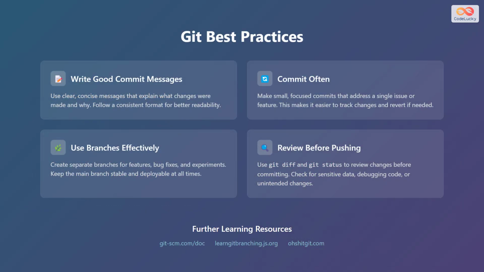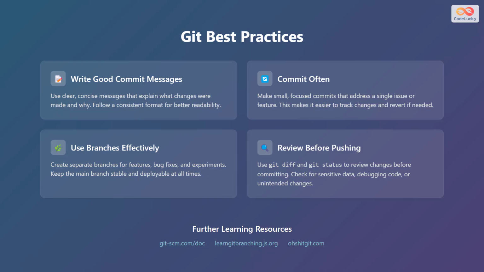Follow these best practices to use Git effectively. First, write good commit messages. Use clear, concise messages that explain what changes were made and why, and follow a consistent format for better readability. Second, commit often. Make small focused commits that address a single issue or feature. This makes it easier to track changes and revert if needed.